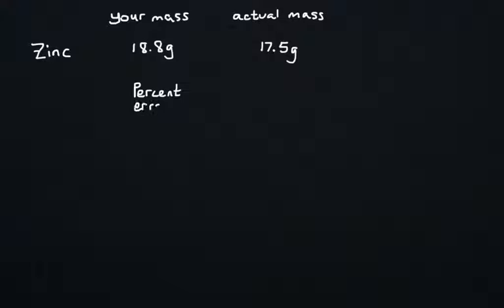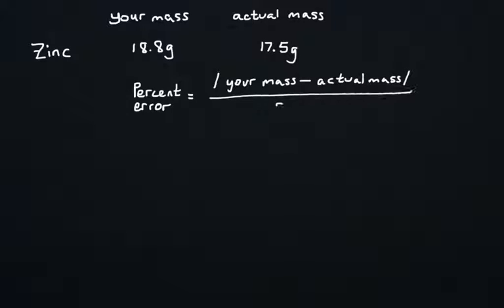Percent error is equal to your mass minus the actual mass divided by the actual mass, and we're going to multiply this number by 100 to move the decimal point over 2 to the right. Now note how I have an absolute value symbol on the your mass minus actual mass area. That absolute value symbol is going to allow us to take any negative numbers and make them positive. So disregard any of the negative signs that might come up in your calculations.